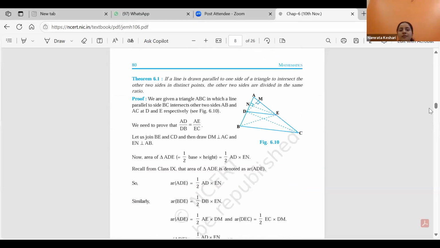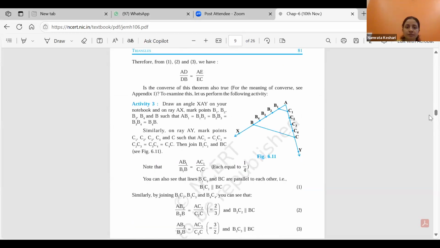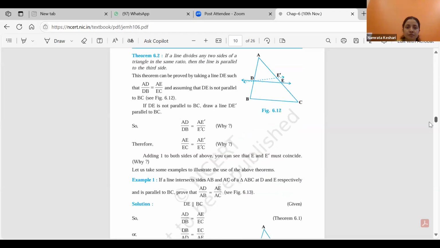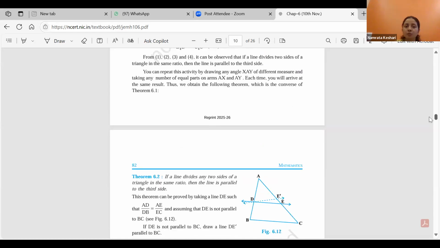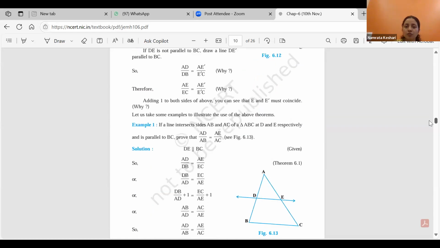See, this theorem we have only just now done. If you want to see the steps, you can see the steps over here properly if you have not copied. The next theorem is 6.2. We will be doing it, but not today.